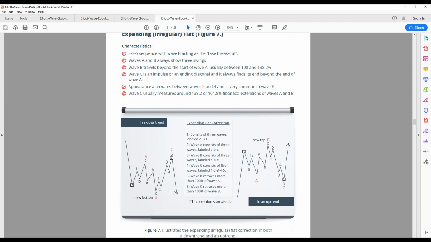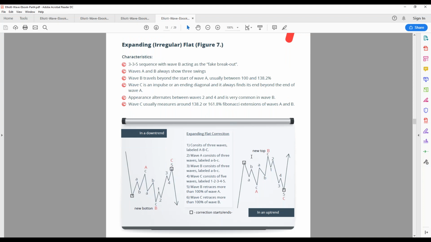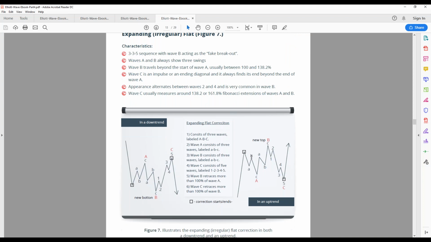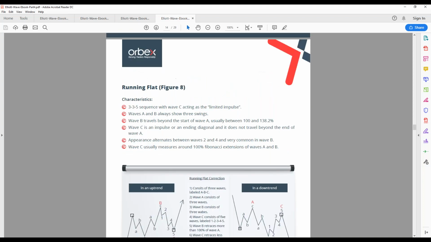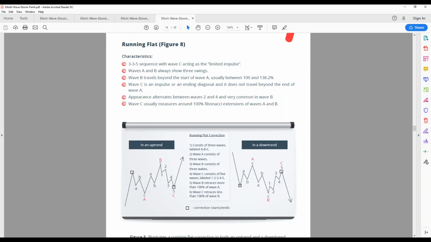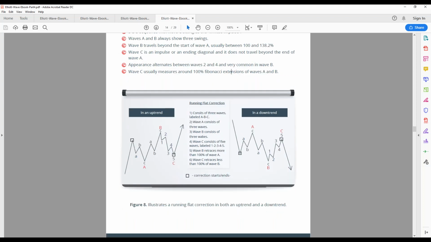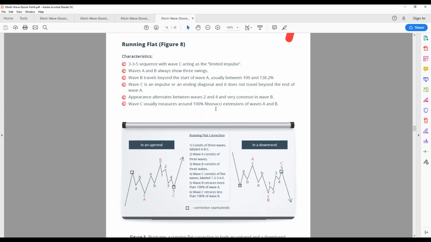Mostly, the most common structure would basically be the flats, expanding and running flats. Simple flats occur medium, let's say. So we have the running flat next, and also guidelines for each. As I said, I'm explaining this in detail because this is the most important aspect in using Elliott waves: how to label your corrective patterns.